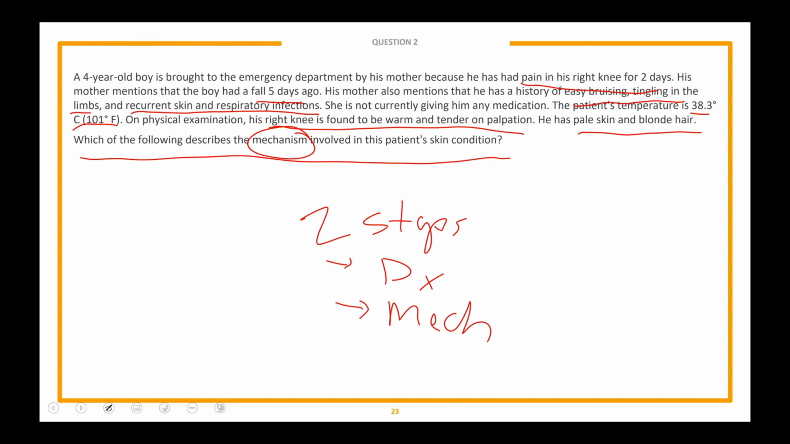Great, so now that we've read that question, let's move on to step number 5 and reread that very last sentence. Which of the following describes the mechanism involved in this patient's skin condition? I'm sure a lot of you are starting to come up with diagnoses in your head, but remember, there's a second step here. It's not just the condition, it's the mechanism, okay? Just start trying to think of that mechanism as well. And now we will move on to step number 6, and we will uncover those answer choices. So we'll show it to you now.